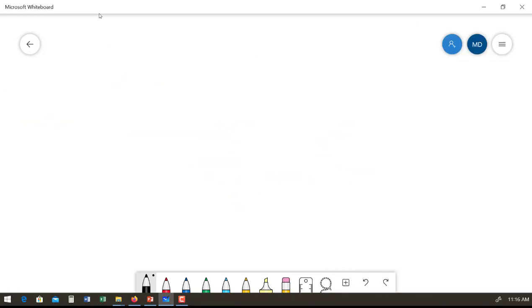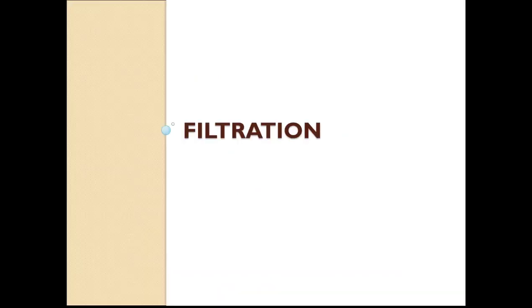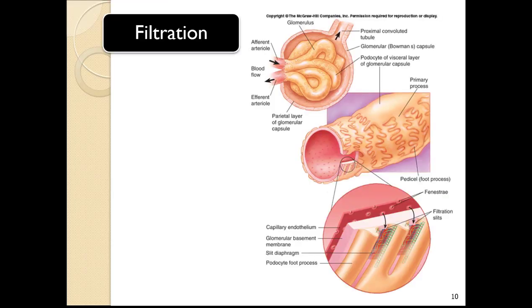Okay, so with that, let's clear, and I want to take a look at the slide set again. So that's basically an overview of filtration. Now let's take a look at some of the cells involved in filtration. So you'll want to write these down definitely. These are important. So during filtration, I just want to describe what the pictures are showing here.